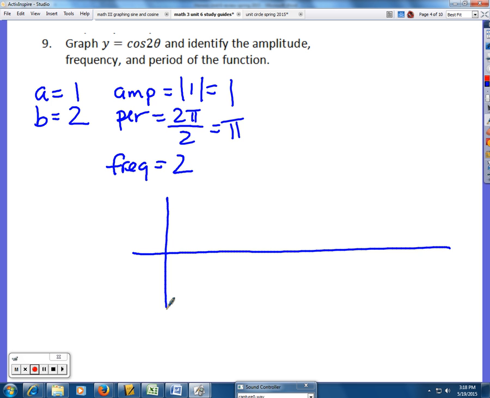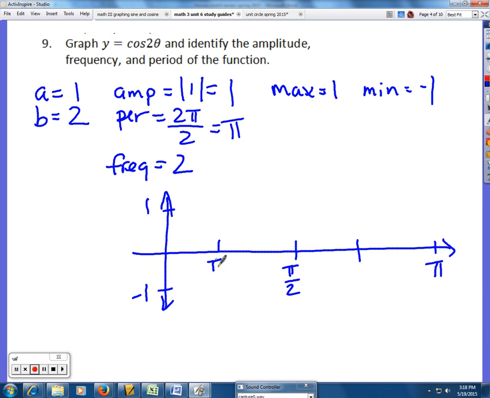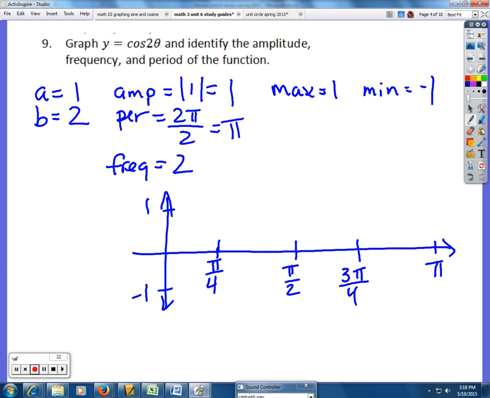Okay, so I'm going to make my axes, and max is 1, and the min is -1. So I put a 1 and -1 here, put the period here. Same points. So I know this is pi over 2, pi over 4, and 3 pi over 4. And then this is sine. No, I'm sorry, this is cosine.